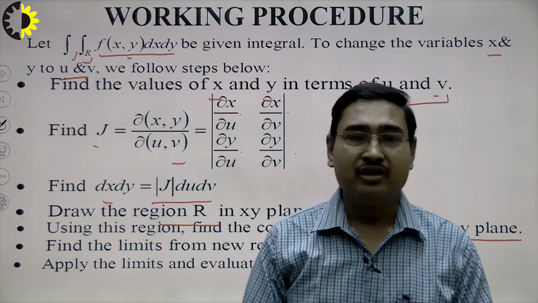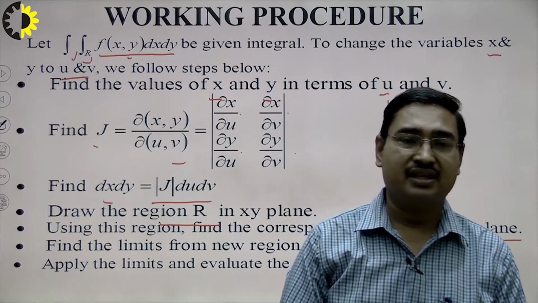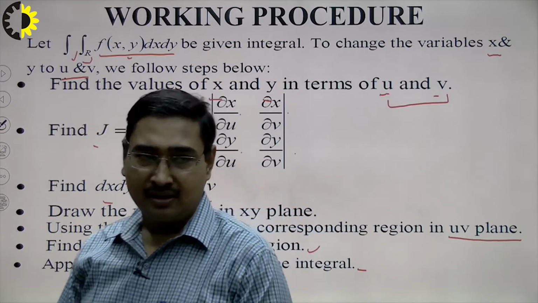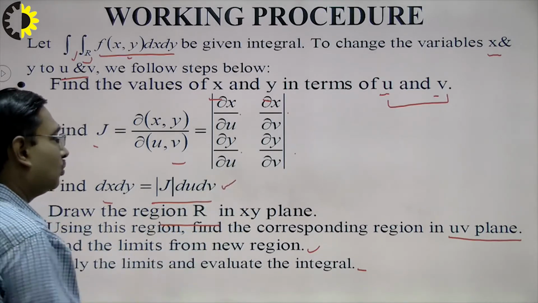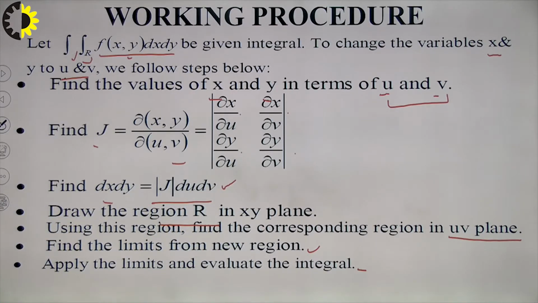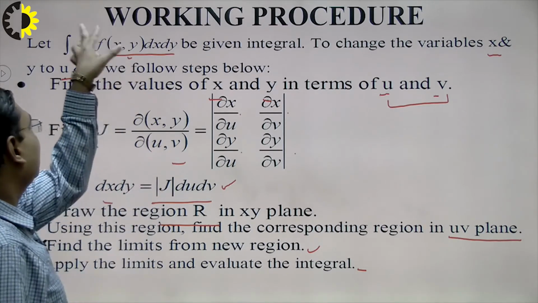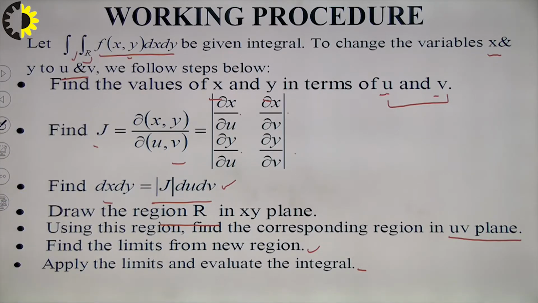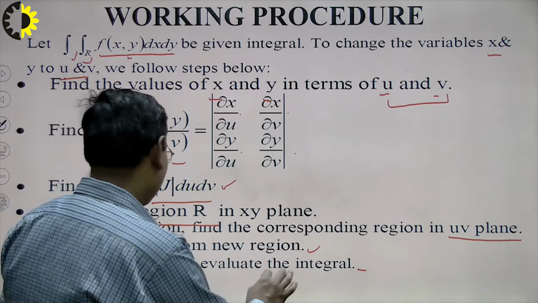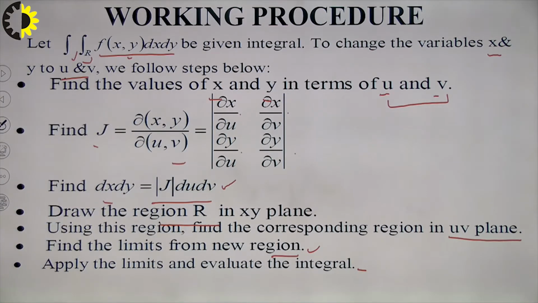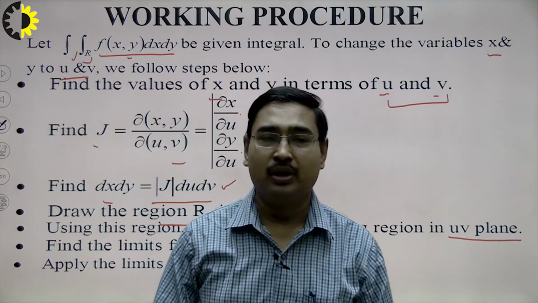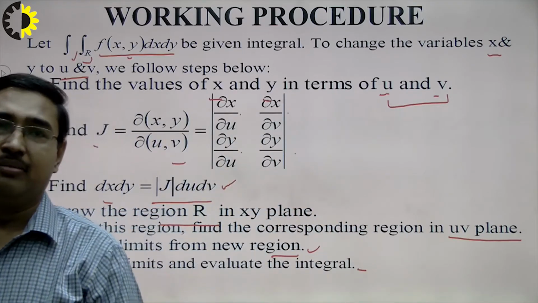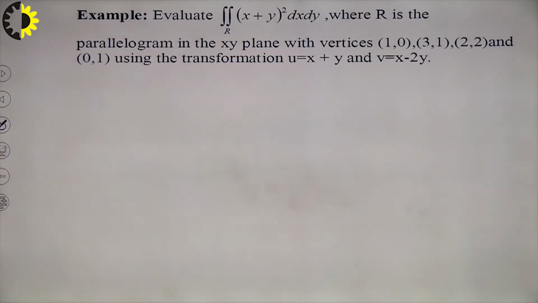Then what we will do? First of all, we shall find the values of x and y in terms of u and v. Then we shall find J, so that dx dy equal to mod J du dv can be written. Then we will draw the region of integration in the original xy plane. With the help of that region, we shall find the new region in the uv plane, and from that region in the uv plane we shall find the limits of u and v. Applying these limits, the integral can be evaluated. Now we understand this procedure with the help of an example.